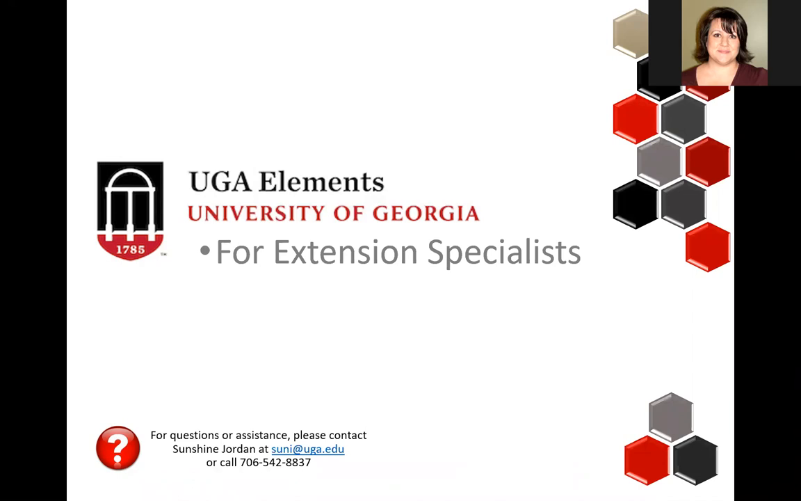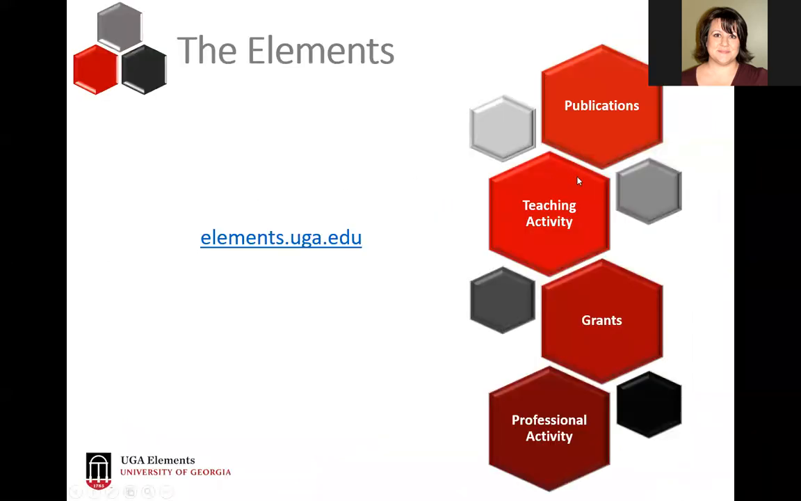Okay, so again, we're talking to extension specialists. And if you haven't used Elements before, we used it last year. So if you're new, just to give you the highlights, there's 4 different sections in Elements. There's publications, teaching activities, grants, and professional activities. Today we're going to focus on some publications and some professional activities. So if you have a teaching appointment, most of that information is going to come in from Banner, from UGA's data. So all of your appointment information will be pre-populated in there.